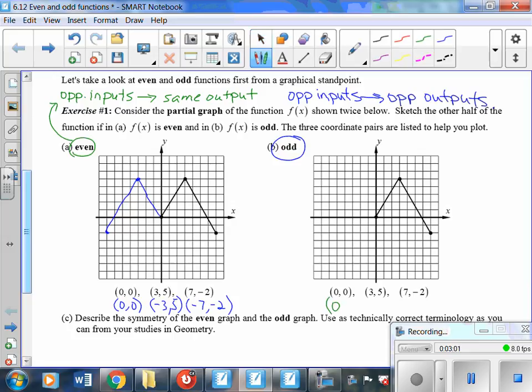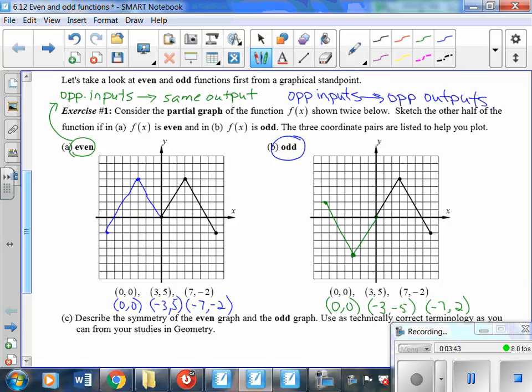Okay, so now we're going to move on to our odd function, where we have the same points here, 0, 0, and now opposite inputs yield opposite outputs. So that means negative 3 is going to yield a negative 5, and negative 7 is going to yield a positive 2. So let's take a look at what that looks like. Negative 3, 1, 2, 3, 4, 5 is right here, and negative 7, positive 2 is going to be right here. I want to make sure that this looks right. It looks something like that.